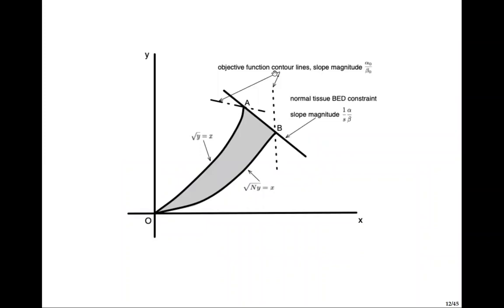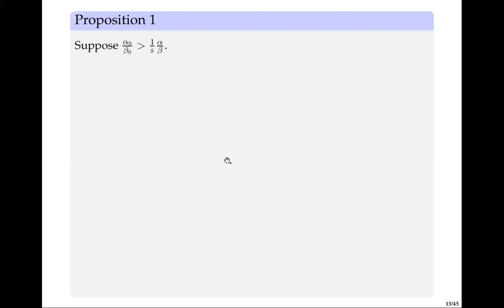So the importance of that is that if this slope is steeper than that slope, then my optimal solution occurs here, which is an equal dosage solution, because it lies on this x equal to square root n y curve. On the other hand, if this slope is flatter than that, then the optimal solution occurs here, and that's going to be a single dosage solution. And that basically gives us this proposition.